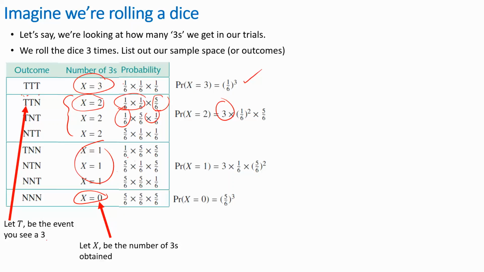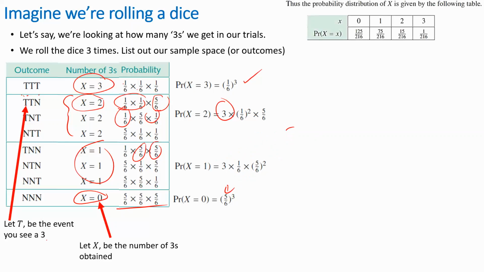Same thing here. This is 5/6 times 5/6, so it's 5/6 squared times 1/6. So probability of success, probability of failure. This is the number of possible outcomes that you have, such that you've got two failures and one success. And then finally at the end, you can see that this is just probability of failure in all three cases, which makes sense that it's 5/6 cubed.